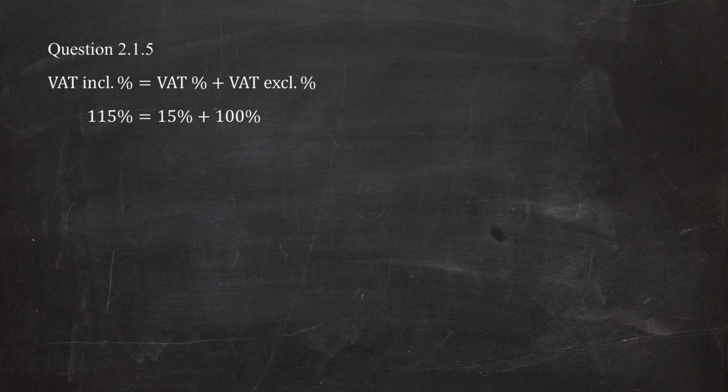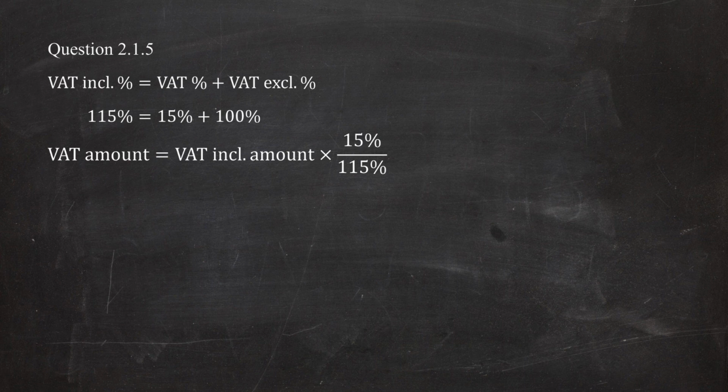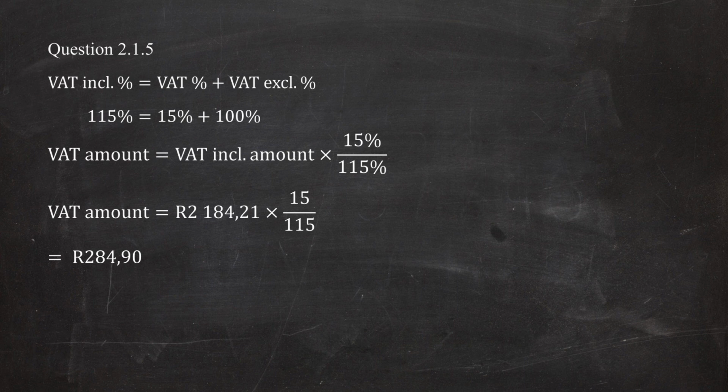Now, if you need to calculate the VAT amount and you are given the VAT inclusive amount, you can use the following formula. VAT amount equals the VAT inclusive amount multiplied by 15% VAT divided by 115% VAT inclusive. So the VAT amount equals the VAT inclusive amount of R2,184.21 multiplied by 15 over 115, and this equals R284.90.